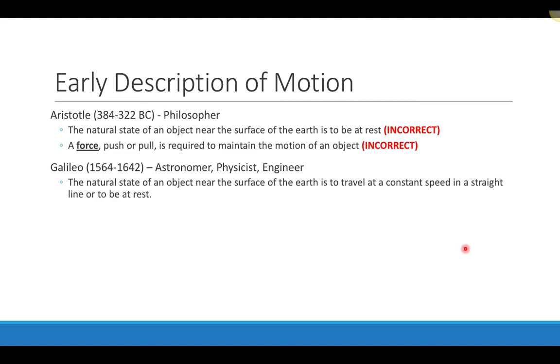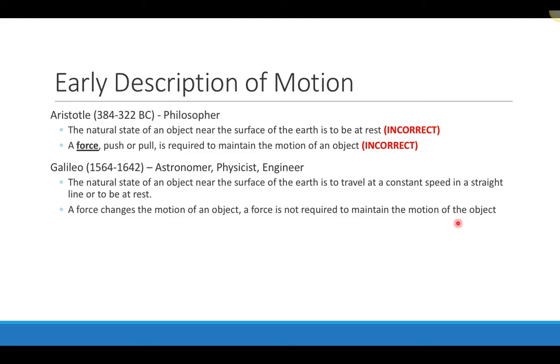He looked at motion again, and what he discovered is that the natural state of an object near the surface of the Earth is to travel at a constant speed in a straight line or to be at rest. It turns out that those two states, rest or moving at a constant speed in a straight line, are actually equivalent to one another, and we're going to see how that works in just a little bit. He also discovered that a force is required to change the motion of an object, but it's not required to maintain the motion of an object.